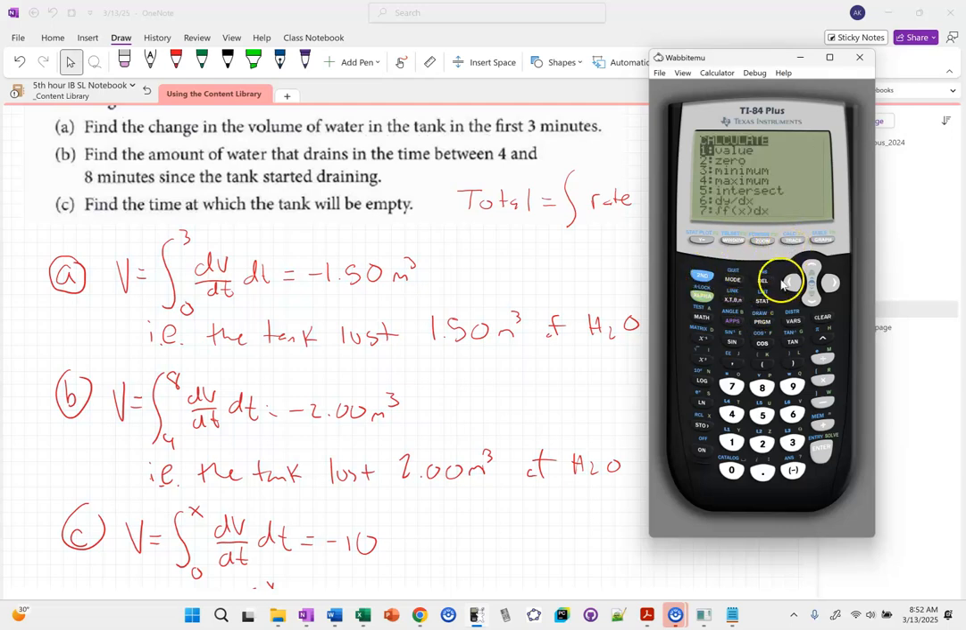So I'll just do second and trace, 0 command, left bound, that looks good. Right bound, got to move that over. That looks good there. And then guess. How do you get to the 0 command? Second trace. And my numerical answer I get there is about 20.1 minutes.